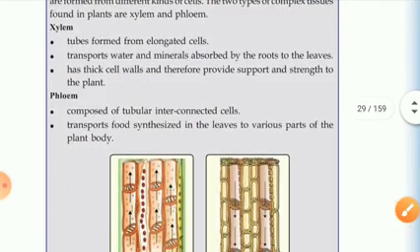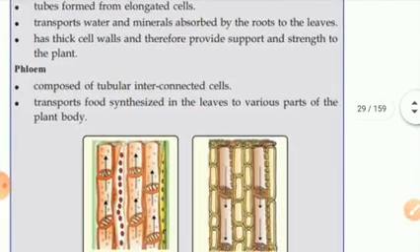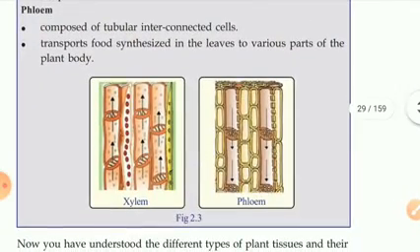But what is the difference between xylem and phloem? So now I am introducing another structure, phloem. It is composed of tubular interconnected cells, so its functions are different. Phloem transports food synthesized in the leaves to the various parts of the plant body. The directions are different. The water and minerals transport from the root part to the leaves, so that is one direction. Then phloem moves in another direction. The leaves synthesize some food materials, which are transported to various parts of the plant.